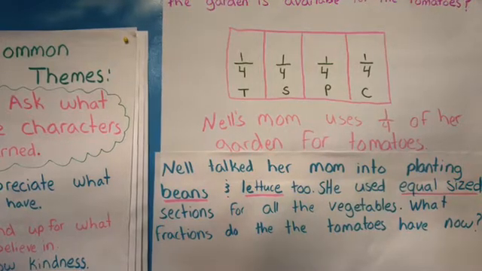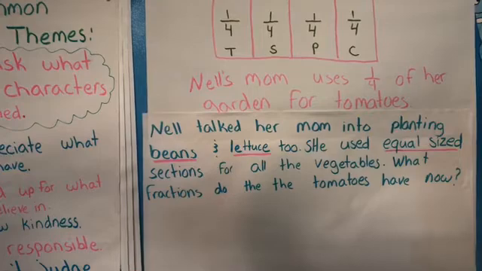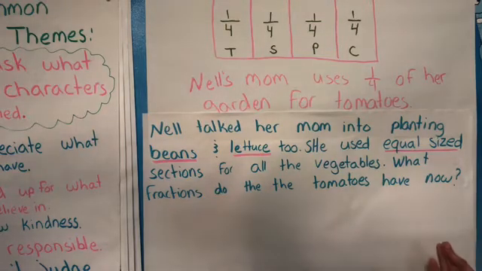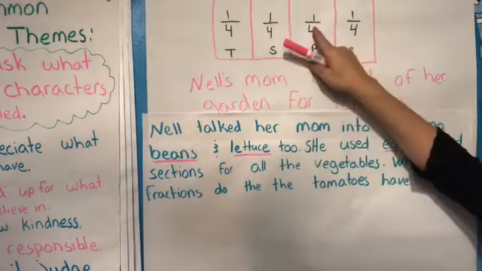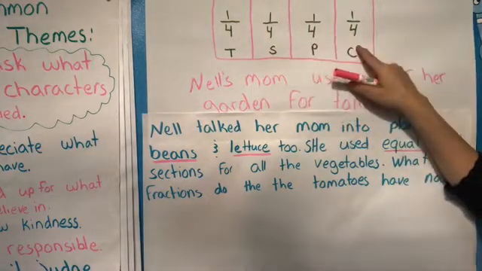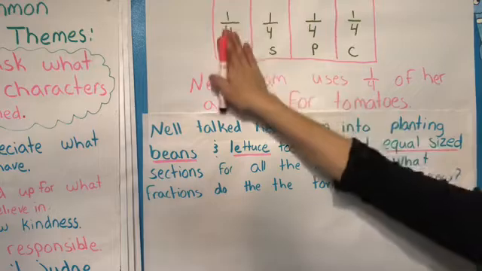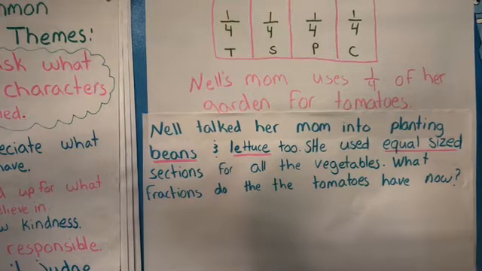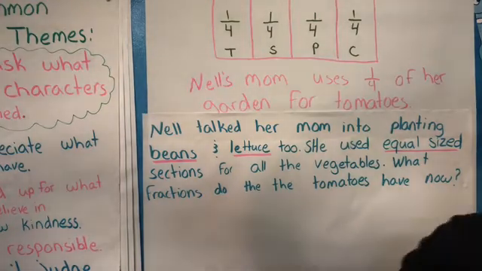Okay, let's take a look at the question and really try to understand what it's asking us. What fractions do the tomatoes have now? Oh, the first question asked us how much space was available for the tomatoes, and we solved it. We counted the entire number of pieces, and we partitioned one, or we held one over just for those yummy tomatoes. Now that 2 more sections have been added on, figure out how much space the fractions have now.